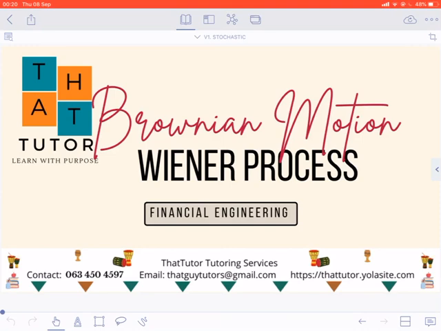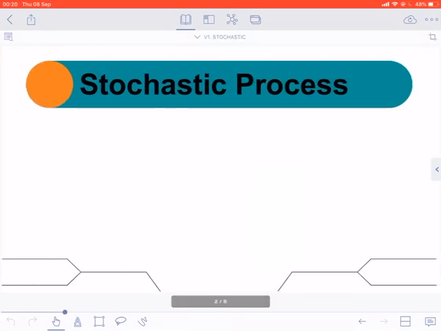So before we talk about Brownian motion, we need to talk about a stochastic process, because a stochastic process is influenced by a Brownian motion. So I think it's better if we understand what a stochastic process is before we understand what a Brownian motion is. So what is a Brownian motion? Or at least, let's say, what is a stochastic process that is influenced by a Brownian motion?